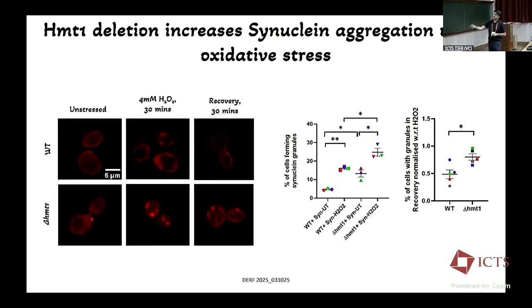We are now looking at synuclein. And even during recovery, although the synuclein aggregates recover to a large extent in the wild type strain, a lot more aggregates persist in the absence of HMT1, which is what is shown here. So there is an aggregation defect, but it also looks like there is a disassembly defect, because even during recovery conditions, we see more aggregates of synuclein in delta HMT1 as opposed to wild type.